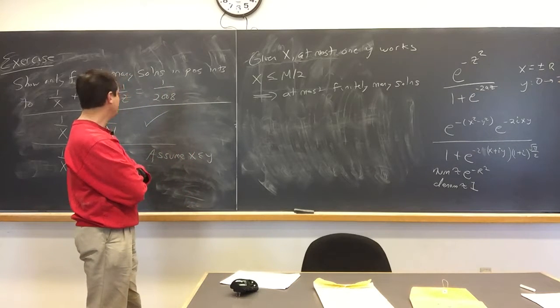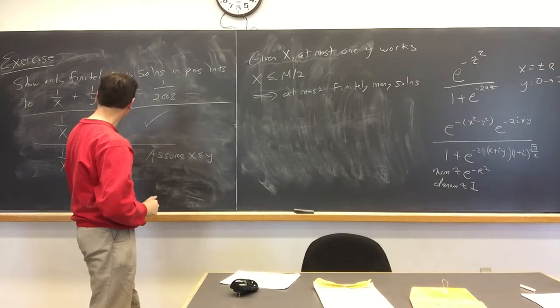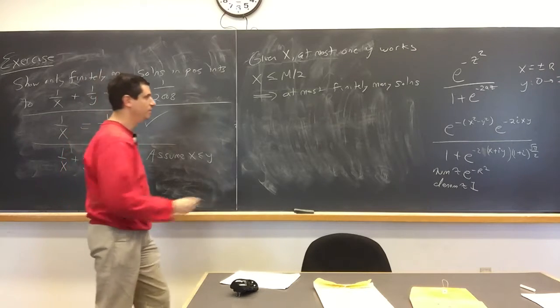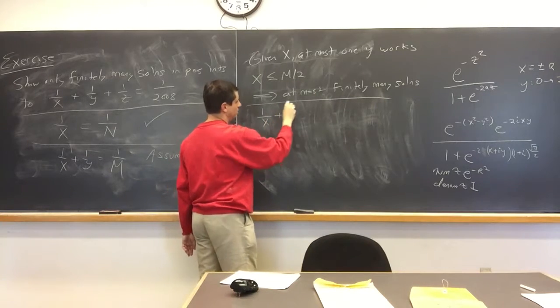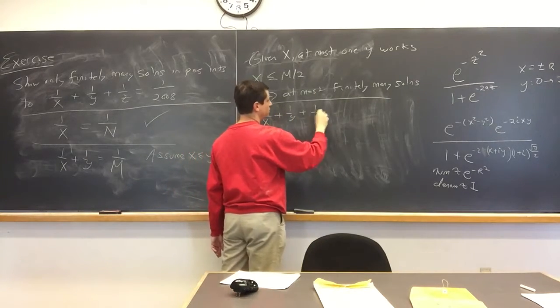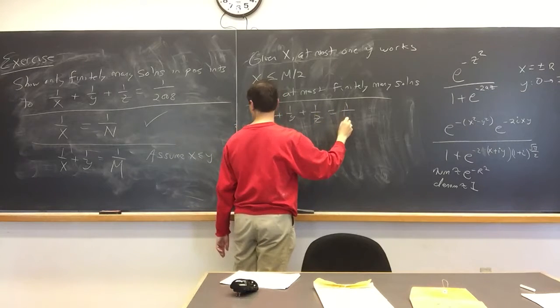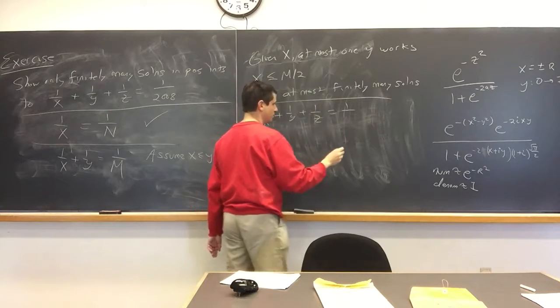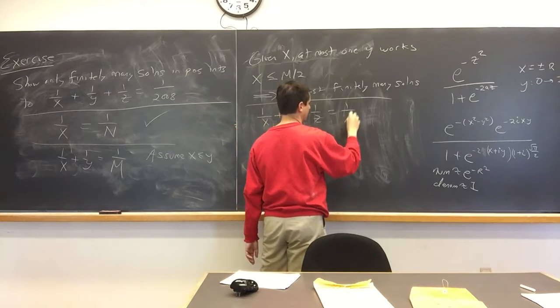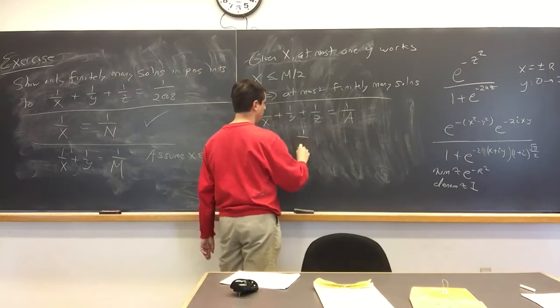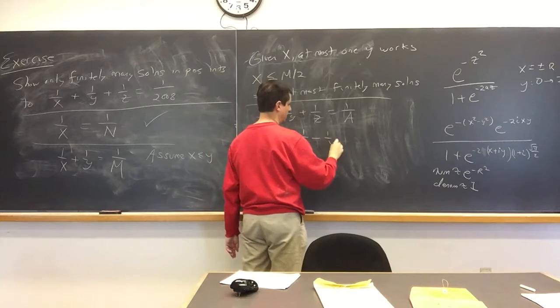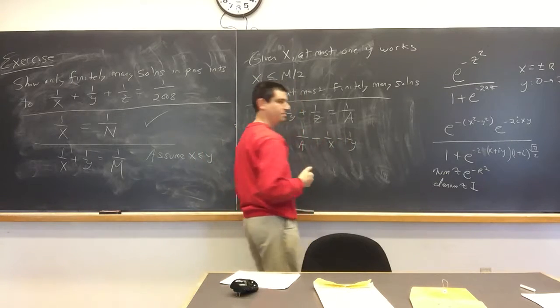All right, so now we know there's at most finitely many solutions to 1 over x plus 1 over y equals 1 over m. So now what we can consider is 1 over x plus 1 over y plus 1 over z equals 1 over, I can't use O, that's a bad letter. We'll use A. So that means 1 over z is 1 over a minus 1 over x minus 1 over y.